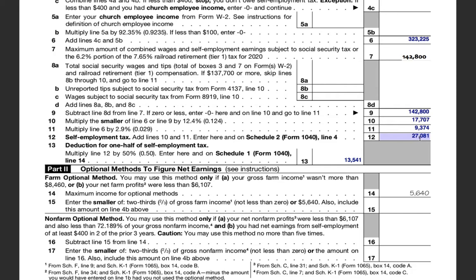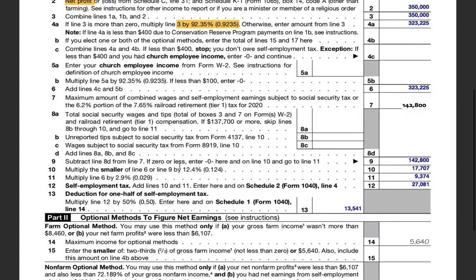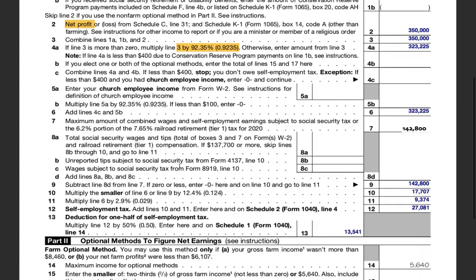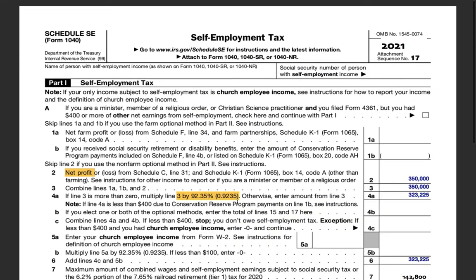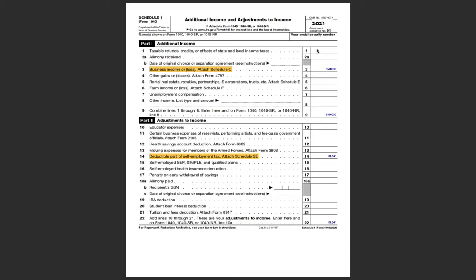This is $27,081. You multiply half of this, you get 13,541. So this is your half. You get that deduction, and this one goes to Schedule 1, line 14. Okay, let's go back to Schedule 1. We're basically done with SE tax on this form. So we're going to go to Schedule 1.